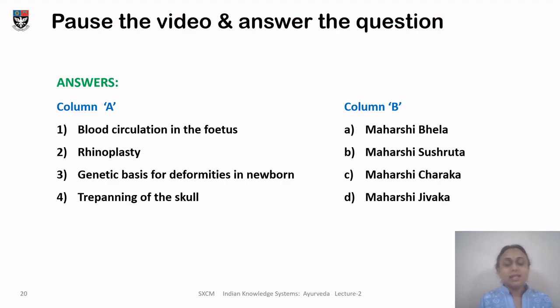Here are the answers. The blood circulation in the fetus was mentioned by Maharshi Bhela in his Bhela Samhita. Rhinoplasty, the details of which we just discussed, was given by Maharshi Sushruta in the Sushruta Samhita. The genetic basis for deformities in newborns, that these developmental deformities are caused by genes and mutations in the DNA and not by supernatural powers, was mentioned by Maharshi Charaka in the Charaka Samhita. And the trepanning of the skull, which is the first surgery known to humankind, was performed by Maharshi Jivaka way back in the Vedic times.